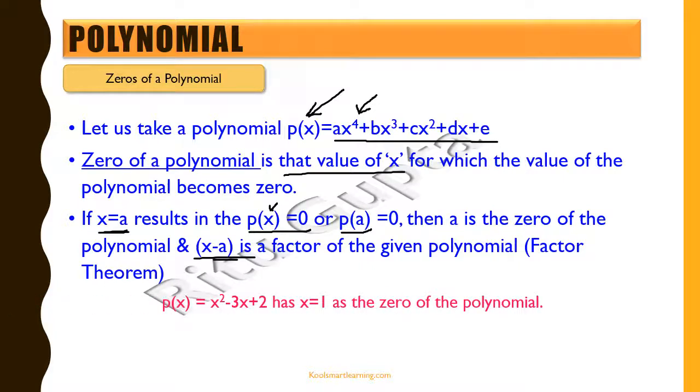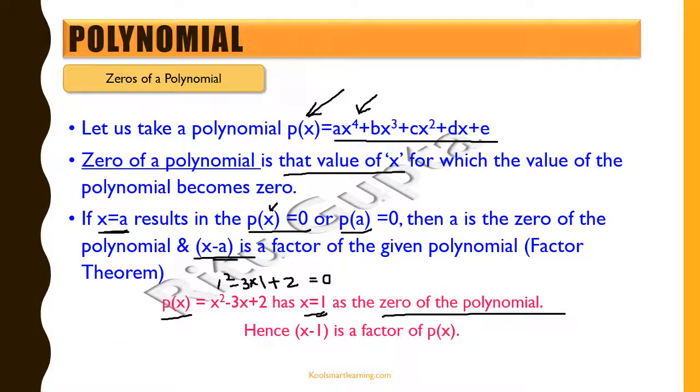Now supposing we have p(x) equal to x^2 - 3x + 2. Now in this we put the value of x as 1. So we get 1 square minus 3 into 1 plus 2, which gives us 1 minus 3 plus 2 equal to 0. So x equal to 1 makes this polynomial 0. So that means x equal to 1 is the zero of this polynomial. And by the factor theorem, x minus 1 is also a factor of p(x).